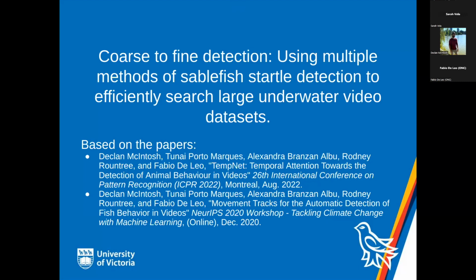So I'm Declan McIntosh. I'm from UVic. I am a PhD student in the electrical and computer engineering department. I work mostly on computer vision stuff under Dr.